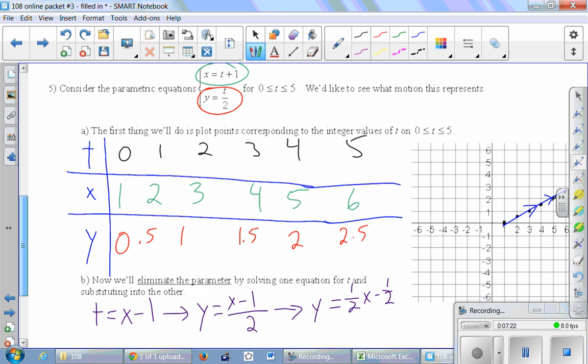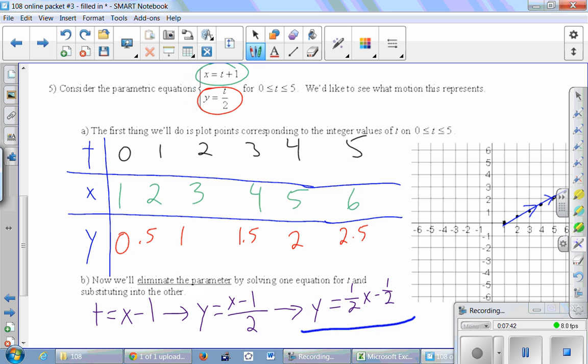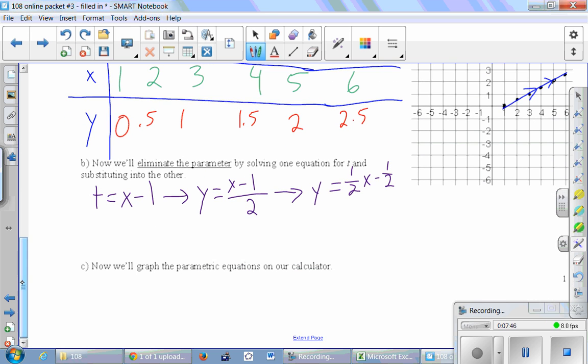And lo and behold, oh yeah, it's a line. y equals mx plus b form. So the slope is a half. Does that make sense? Yeah, it looks like the slope of this guy is a half. The y-intercept is negative a half. If we had drawn this a little bit further, we would have found the y-intercept at negative a half. So apparently, this stuff right here is just the familiar line, y equals 1/2 x minus a half, but with more information given. Part C, we'll graph the parametric equations on our calculator.